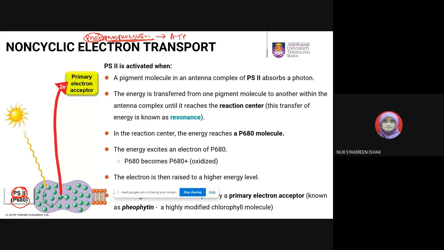Yang ni, yang diamond tu. Okay, so ini adalah reaction center. Reaction center ini. Okay, reaction center. Okay, so reaction center, it has P680.